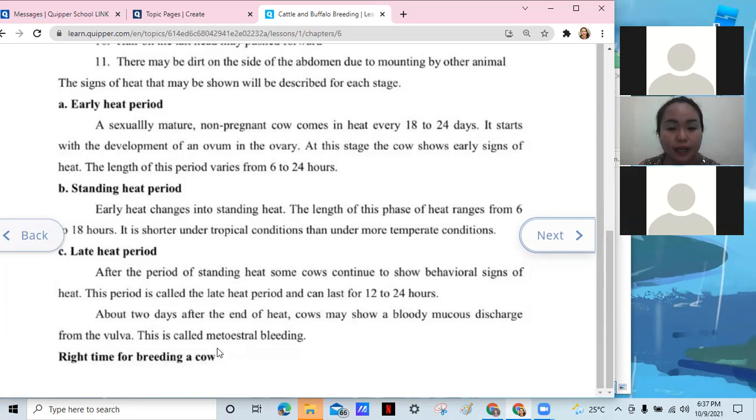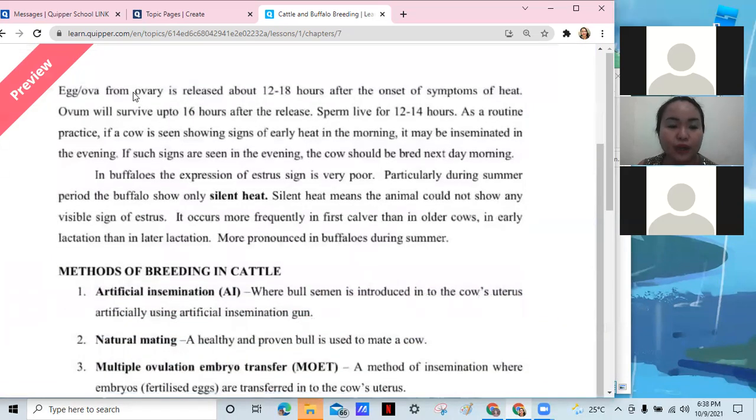And this is the right time for breeding a cow, when the egg or ova from ovary is released about 12 to 18 hours after the onset of symptoms of the heat. And the ovum will survive up to 16 hours after the release, while the sperm will live for 12 to 14 hours only. As a routine, if a cow is seen showing signs of early heat in the morning, sa buntag, it may be inseminated in the evening. And if such signs are seen in the evening, the cow should be bred the next day morning. So, laton pa naman siya, no?